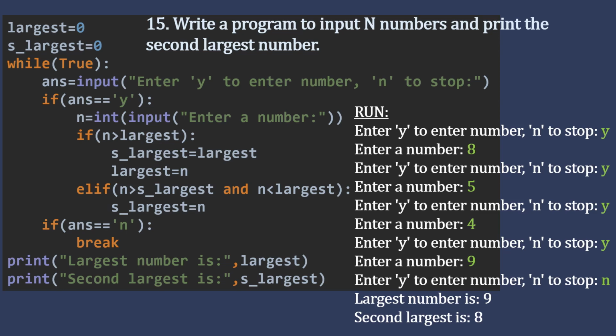Or else if answer is equal to n, that means it will continue until the user types n. At that time it will break the loop and come out of the loop. So print the largest number is largest and second largest is second largest. So this is how, if you run the program, it will ask you to enter different numbers, and let's say the numbers entered are like this: 8, 5, 4, 9. And finally it will print the largest number is 9 and the second largest is 8.